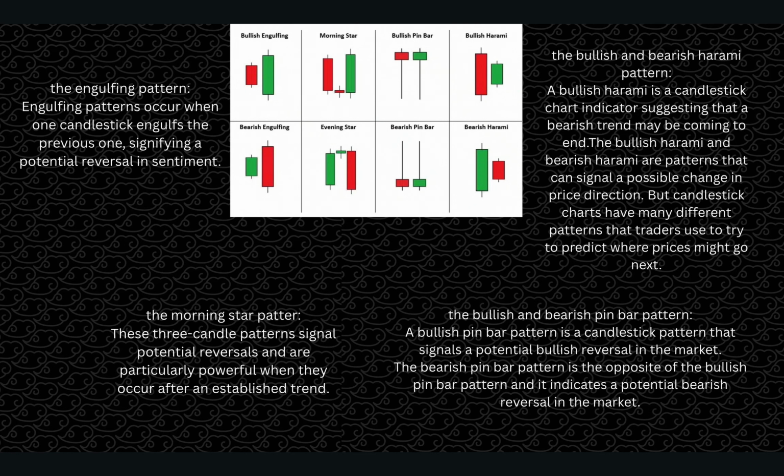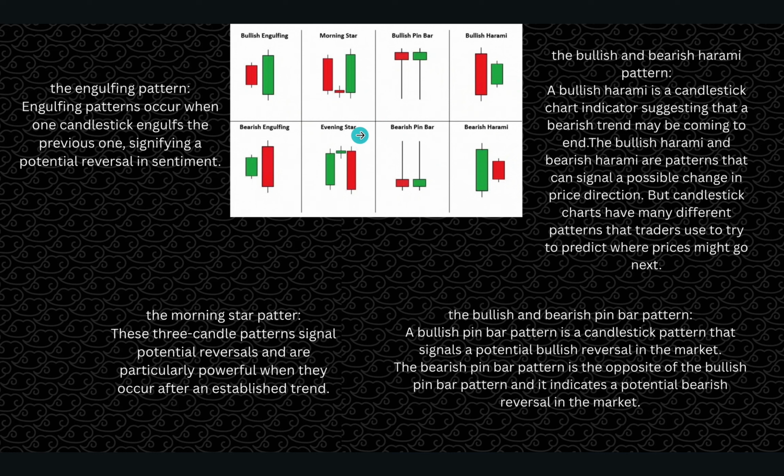And then we have the bullish and bearish pin bar pattern. A bullish pin bar pattern is a candlestick pattern that signals a potential bullish reversal in the market. The bearish pin bar pattern is the opposite, and it indicates a potential bearish reversal in the market. So as you can see, sellers came in and went all the way down, but buyers pushed it up. So it signifies that it's going to continue up.